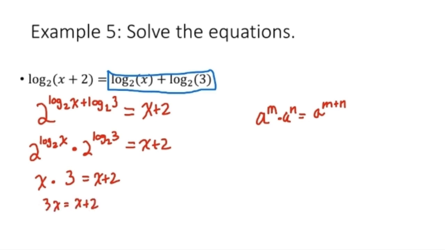So after rewriting our equation into logarithmic form, we've obtained a linear equation, which we can solve by subtracting x from both sides and dividing both sides by 2. So our solution to the equation is x equals 1.